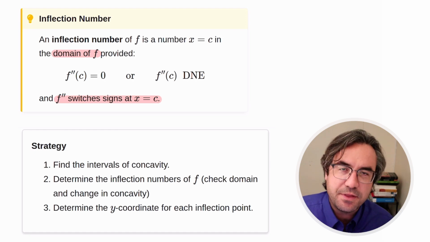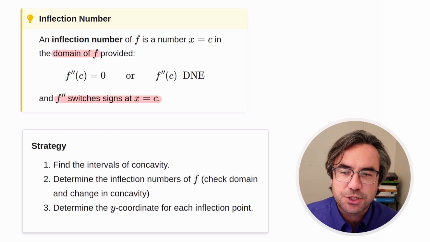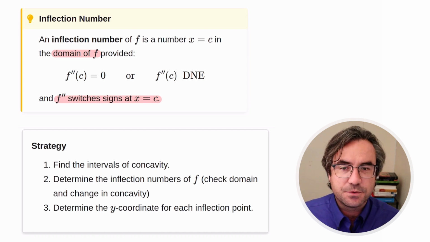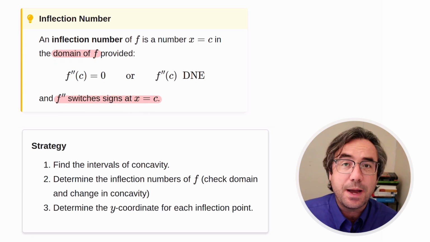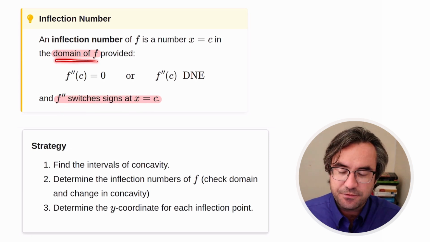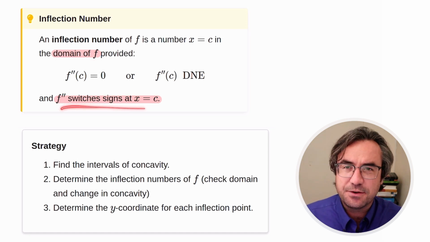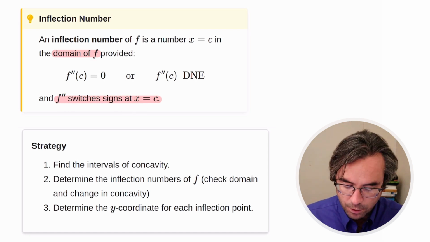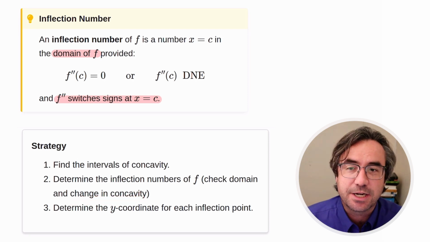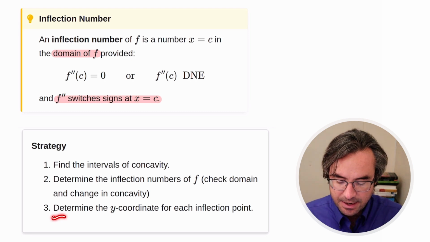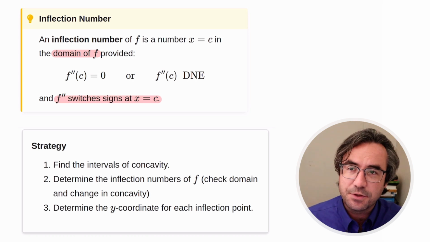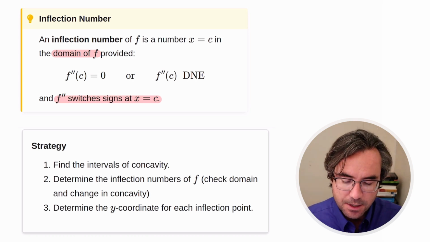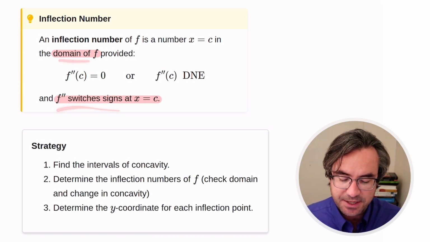So if we wanted to find the inflection points for a function, we would go through and find the intervals of concavity. And then once we have our possible inflection numbers, we go back and look for these 2 extra conditions. We check if it's in the domain, and then check to see if we have a sign change, or another way to think of that, a change in concavity. And then if we're interested in the point, we would find the y-coordinate as well. So right now we've only found the x-coordinate. All right, so let's go back and check these things out.